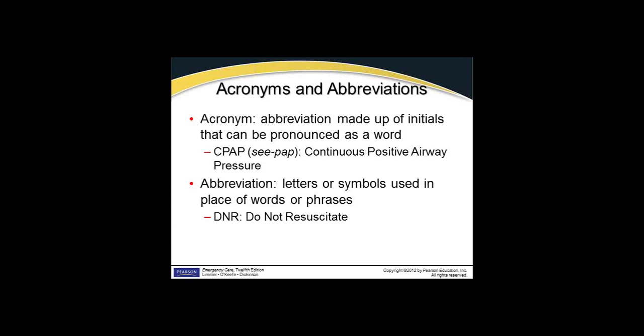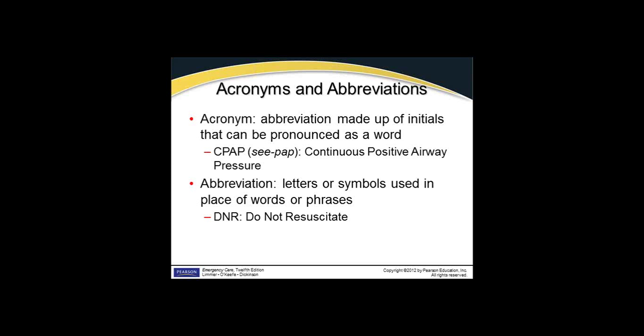Abbreviations: there are variations of abbreviations all over the world, and they're not necessarily standardized, and this is a problem. We used to use a lot of 10 codes in EMS, so we'd say 10-4, 10-8, 10-97, 10-23, all kinds of different 10 codes. Those have basically been thrown away by FEMA in the wake of 9-11, really, because they're not standard.